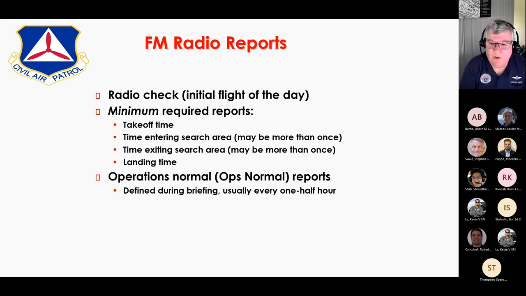Also, when there's nothing to report, we still want to hear from you and want to make sure that you're still in contact and we can get in contact with you. So there's a concept called operations normal or ops normals. These are typically at the top and bottom of the hour, but they can be different on a permission basis. It's really up to the incident commander and the communications unit leader to come up with this plan. So make sure you're part of the briefing so you know what the ops normal tempo is.